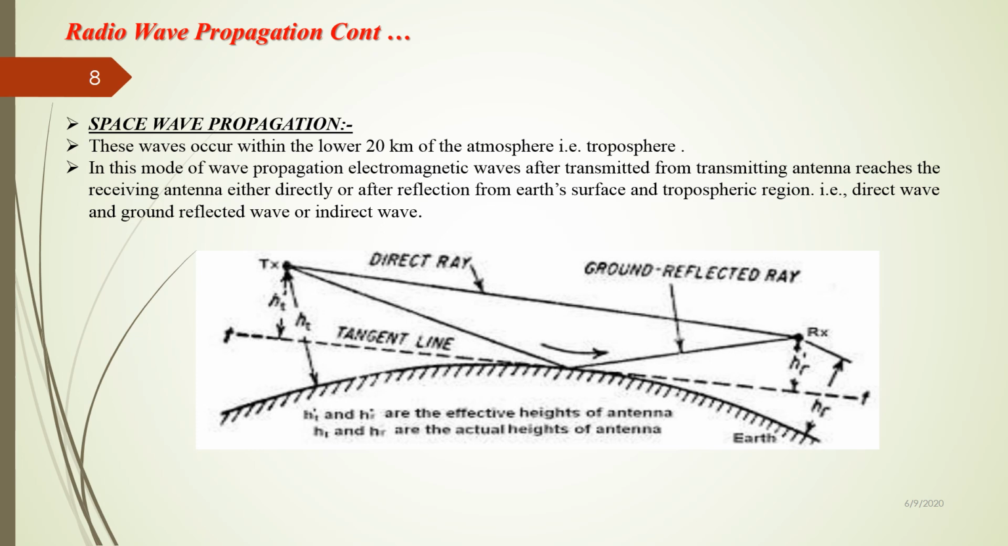In the space wave propagation, the electromagnetic wave adopts either a line of sight or a non-line of sight path. Maximum range is determined by the line of sight distance, and the line of sight distance can be increased by increasing the height of the transmitting or receiving antenna.